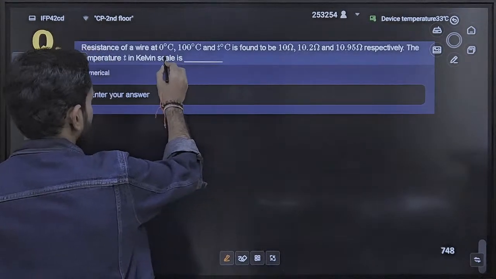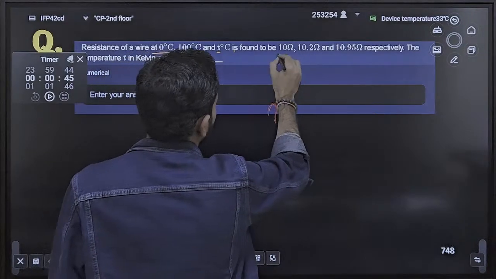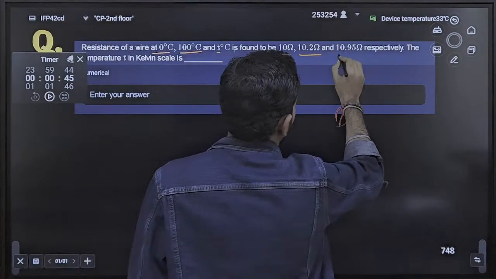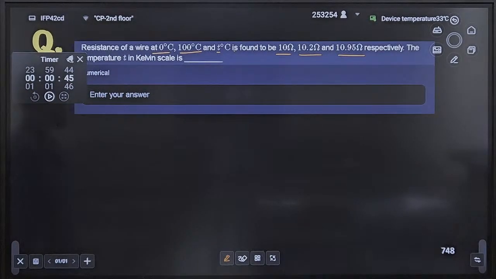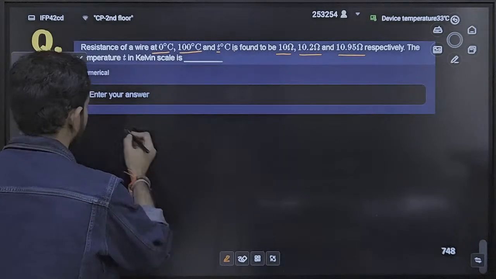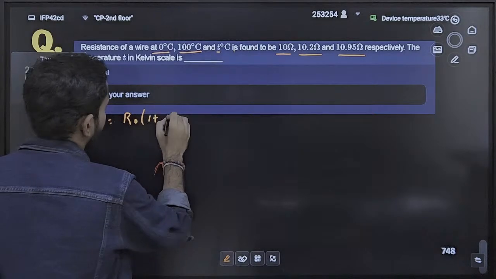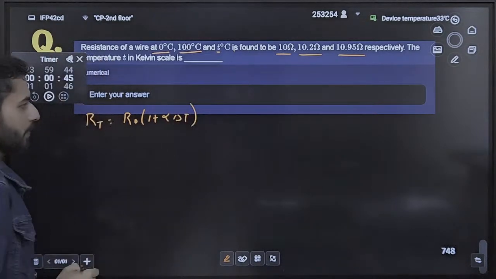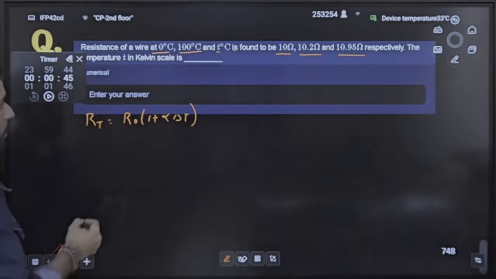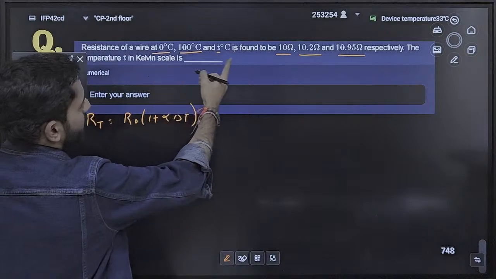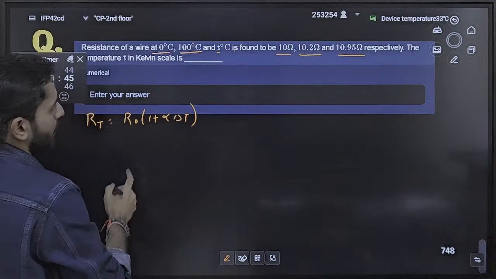Resistances of a wire at 0 degrees Celsius, 100 and 80 degrees Celsius are found to be 10, 10.2 and 10.95 respectively. The temperature T in Kelvin scale is. What is the relation that I told you in the formula also? RT is equal to R naught into 1 plus alpha delta T. What is R naught? R naught is the resistance at 0 degrees Celsius. First it is defined at 0, the value is 10. At 100 degrees, what is the value? This is the first I will check.